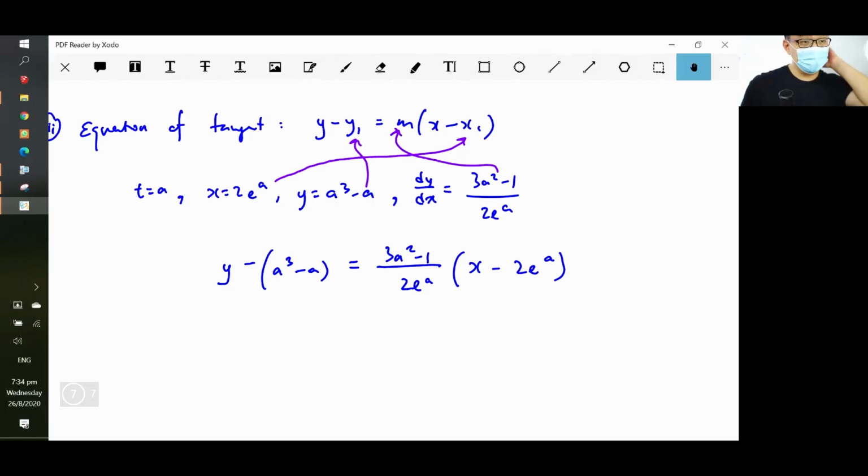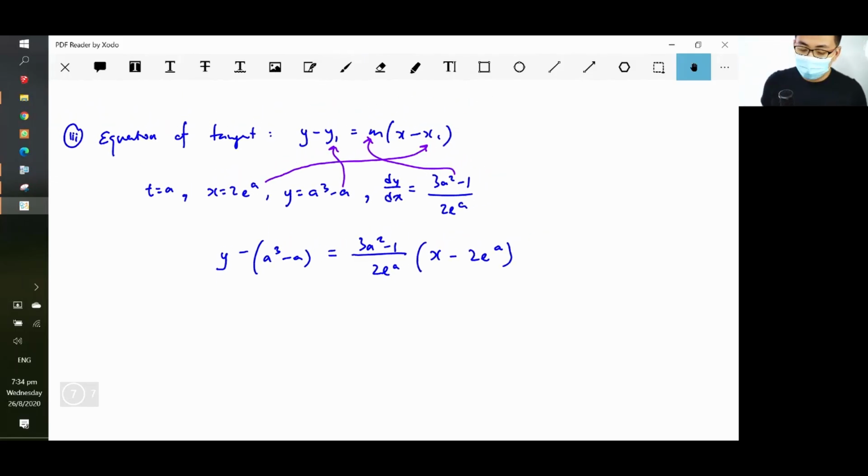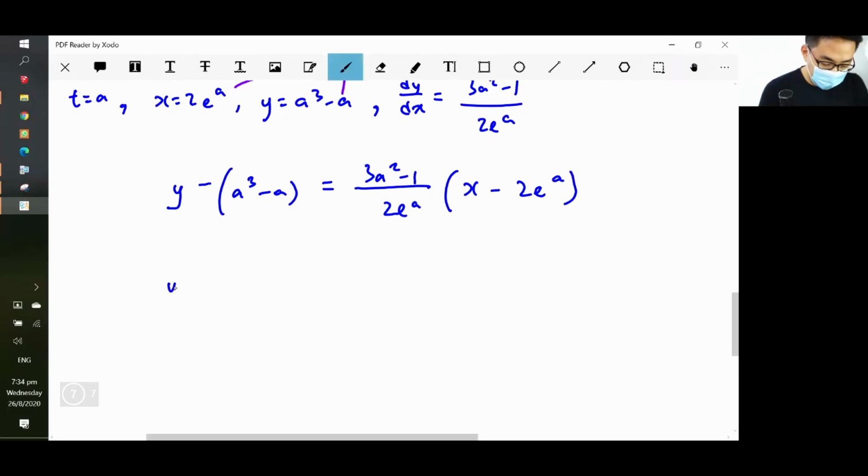Oh, the answer is not given, huh? Yeah, but we're going to use the equation of tangent to find it. This is the equation of tangent. You don't need to expand. You can just leave it like that. It's fine, but if you want to expand, you also can.